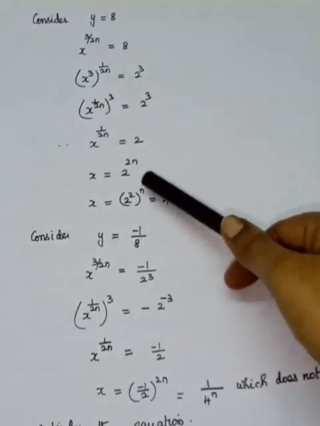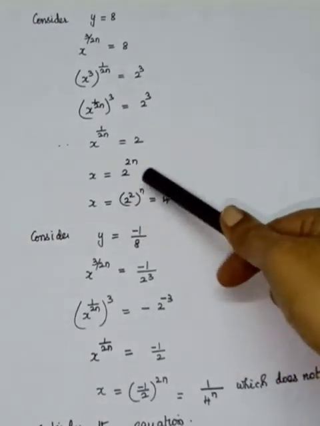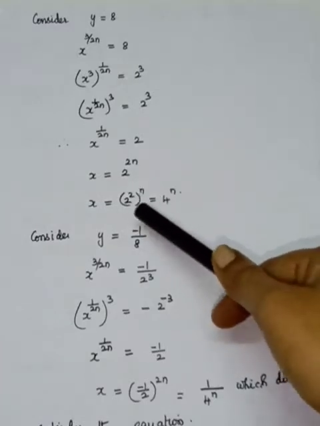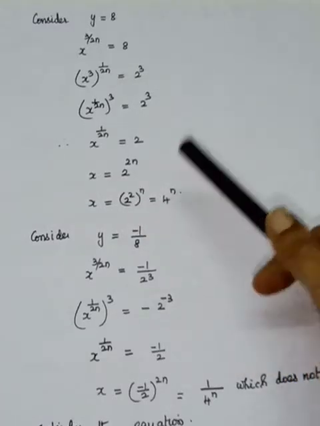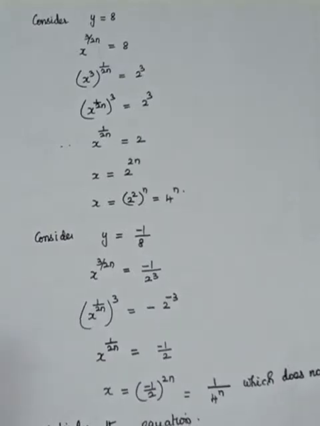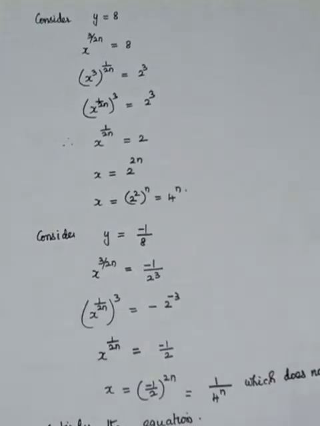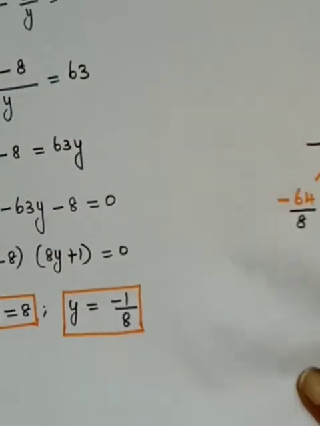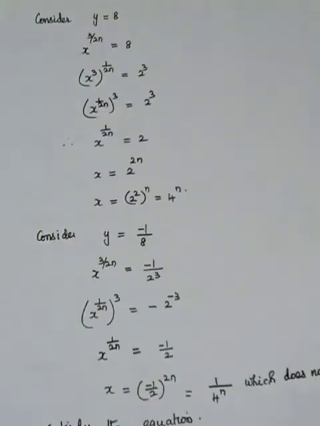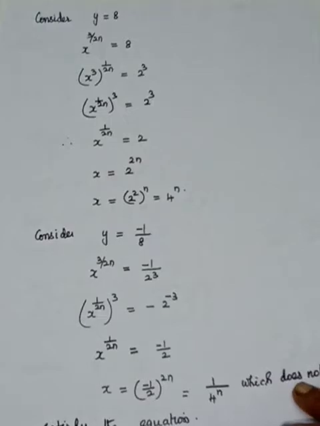This 2 power 2n, you can write as 2 squared the whole power n. What is 2 squared? It is 4. So 4 power n. You are getting one value. Next, what is the other value we have found? y is equal to minus 1 by 8. That also you have to consider. So y is equal to minus 1 by 8.